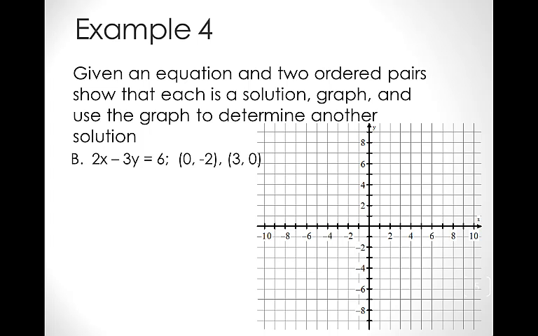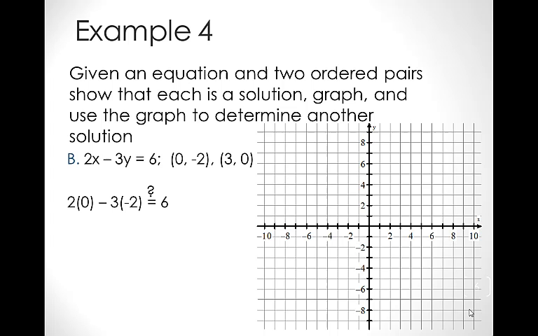All right, welcome back. So we have x, y, x, and y. So when I plug a 0 in for x and a negative 2 in for y, I'm going to get 2 times 0 minus 3 times negative 2. Is that equal to 6? Sure. Negative 3 times negative 2 is 6. Do the same thing with the other one. 2 times 3 minus 3 times 0, 6, and 6 equals 6.